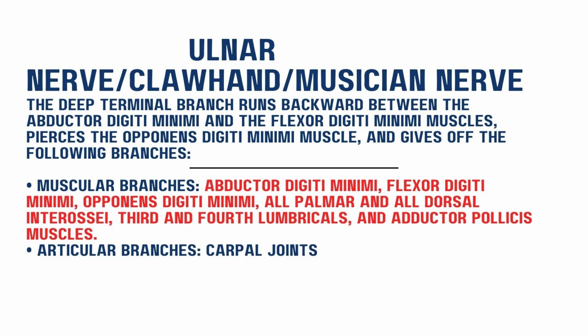It supplies the adductor pollicis muscle. So that means that if the adductor pollicis muscle is damaged, the ulnar nerve is damaged, and that is going to result in the abduction of the hand. And then there is going to be damage to the opponens digiti minimi, flexor digiti minimi, all palmar and all dorsal interossei, third and fourth lumbricals, and adductor pollicis muscles. And articular branches, they give articular branches to the carpal joints.